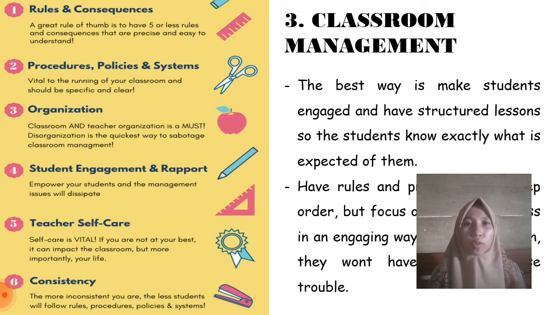must do. First, you must have rules and consequences, because a great rule of thumb is to have 5 or fewer rules and consequences that are precise and easy to understand. Second, make procedures, policies, and systems vital to the running of your classroom, and they should be specific and clear. Third, make organization. Classroom and teacher organization is a must. Disorganization is the quickest way to sabotage classroom management.